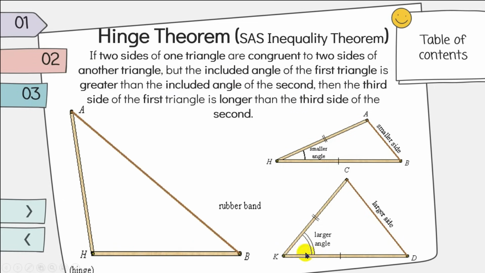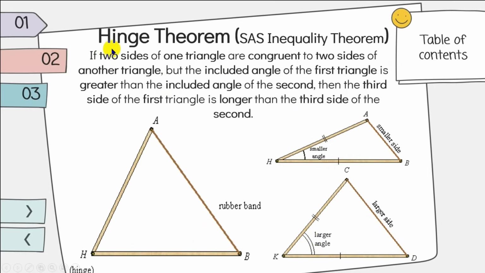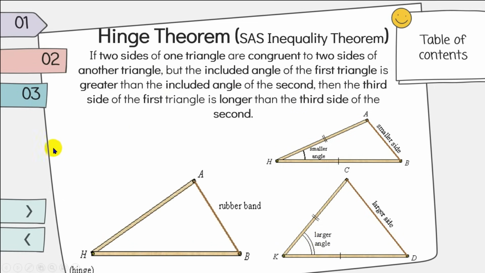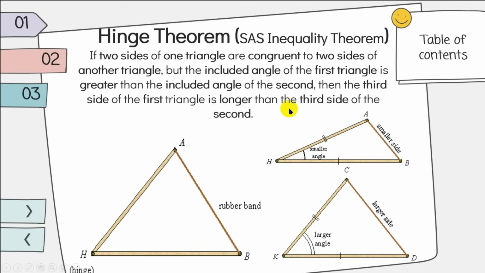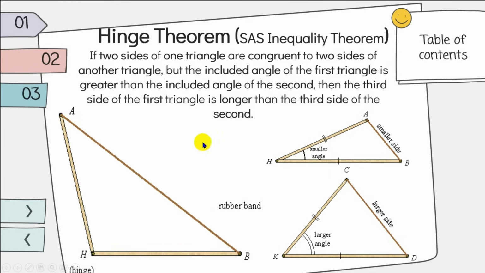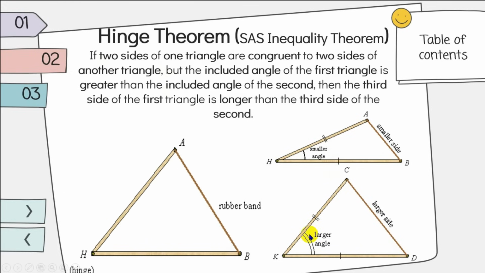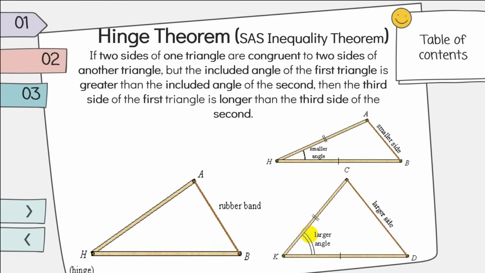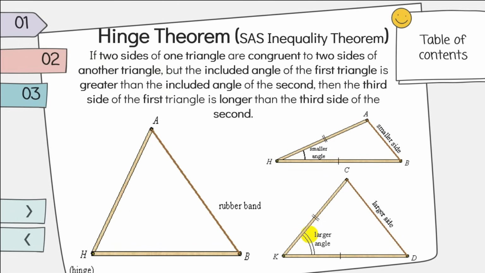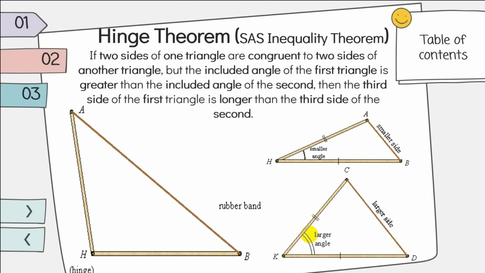So, mas malaki daw yung angle nung unang triangle compared dun sa angle noong second triangle. Then, the third side of the first triangle is longer than the third side of the second triangle. So, in other words, pwede rin natin gamitin dito yung ating sinasabi nga po dun sa ating Angle-Side Inequality Theorem. The larger the angle, the longer the side; the smaller the angle, the shorter the side.